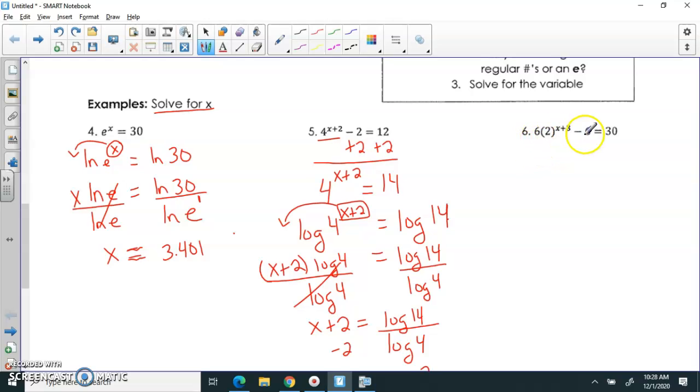Okay, so here we have a whole lot going on. So first of all, we have to get this part here, the base raised to the exponent, by itself. So that means I need to move this 6 and this 6. So I'm going to add 6 to both sides, and I get 6 times 2 to the x plus 3 equals 36.